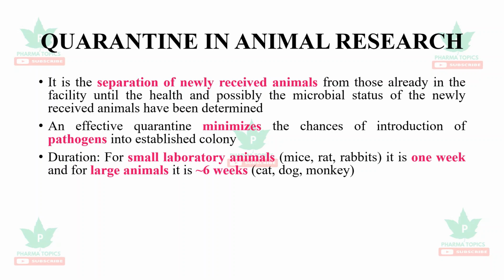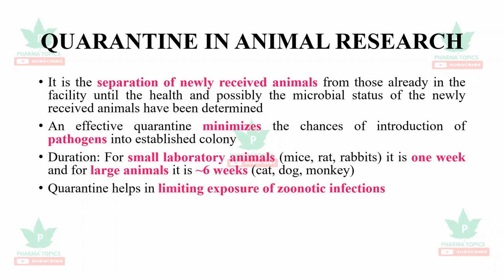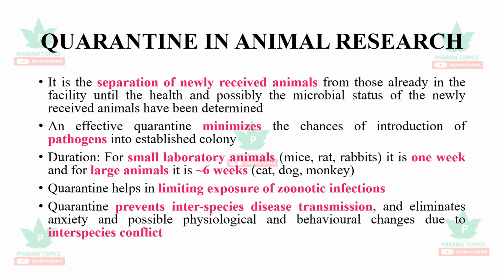Duration: for small animals, that is mice, rats and rabbits, it is 1 week. Quarantine for large animals such as cat, dog and monkey is approximately 6 weeks. Quarantine helps in limiting exposure to zoonotic infections. It also prevents interspecies disease transmission and eliminates anxiety and possible physiological and behavioral changes due to interspecies conflict.